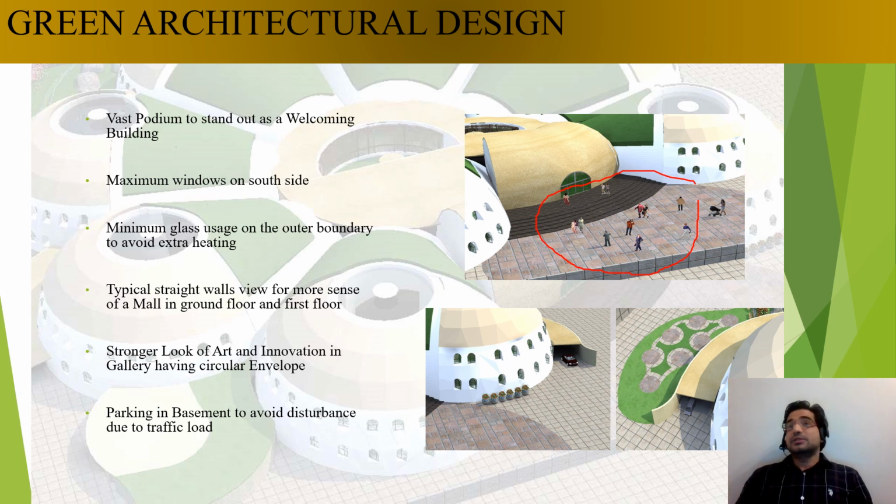Maximum windows on the south side are being provided. Most of the buildings are deprived of sunlight on the south side. So we try to provide most of the windows on the south side so that the light can come in from the back of the building, and that might be helpful to lighten up the inside structure. Typical straight walls are built, and that's the common thing. Stronger look of the art and innovation in the art gallery will be discussed in the coming slides.